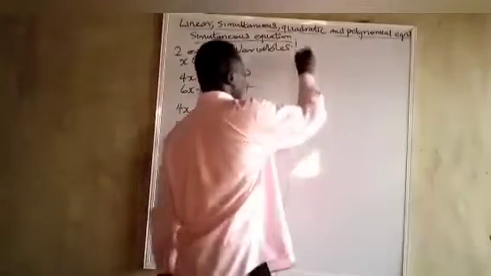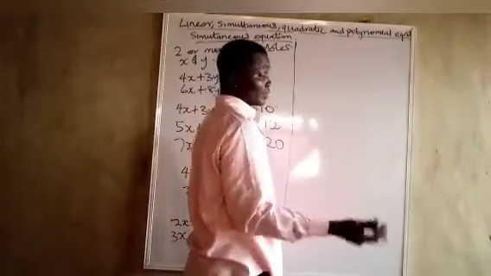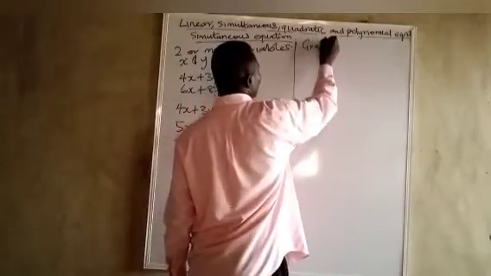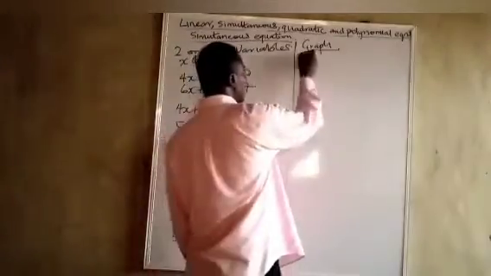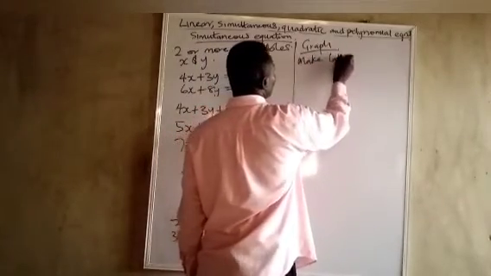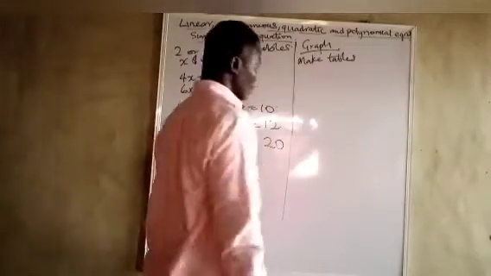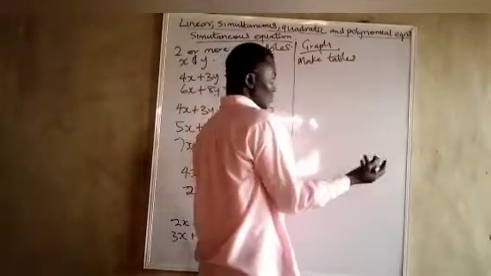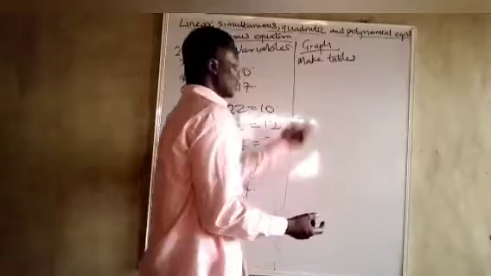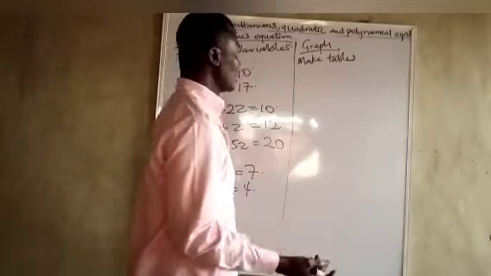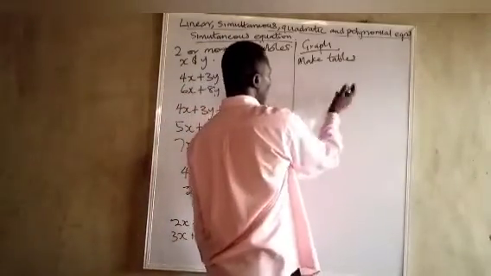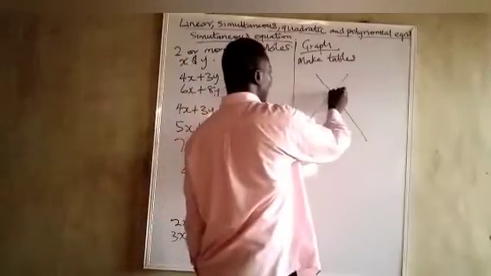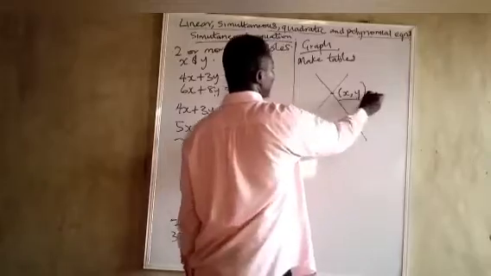This one, most times we use it in our experiments, in our gathering of parts and whatever. We use graphs. Sometimes we make tables, and then we just plot a graph for each. Most times this one might involve the substitution method. So what does that mean? You make tables involving x and y, and then you plot the graph. At the point of intersection, you find the x and y. So that gives you the answer.